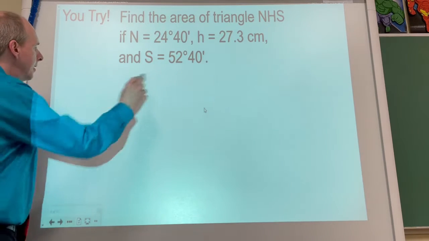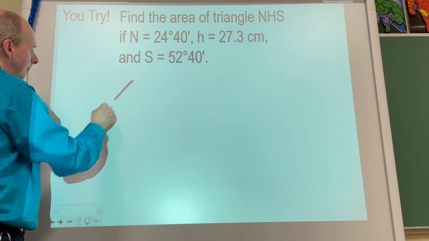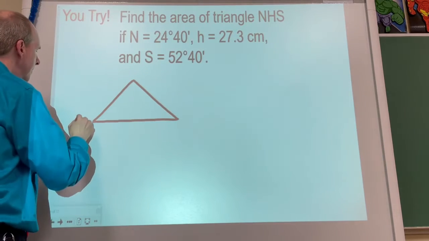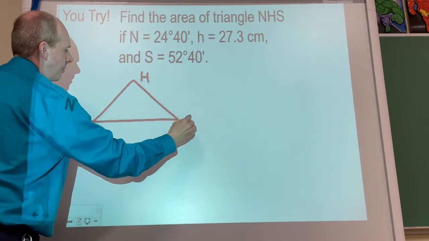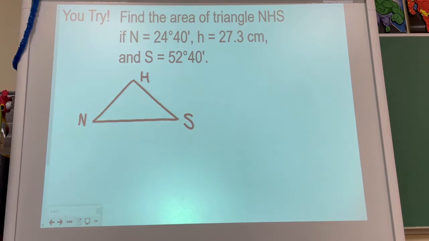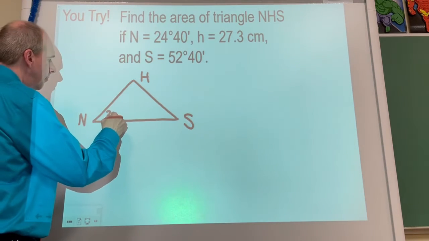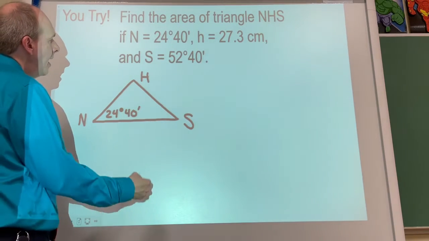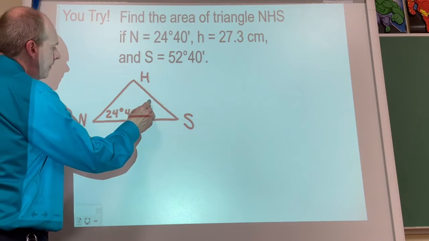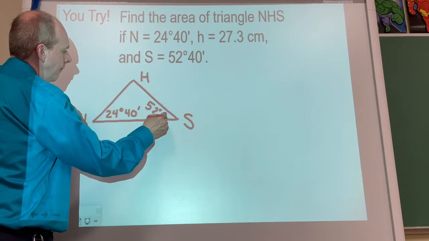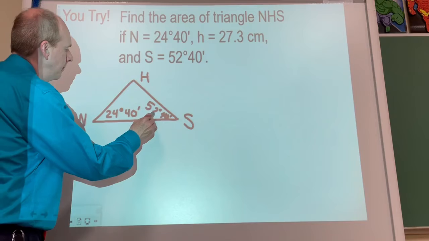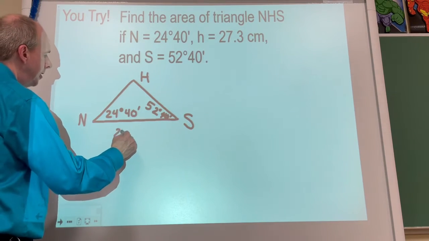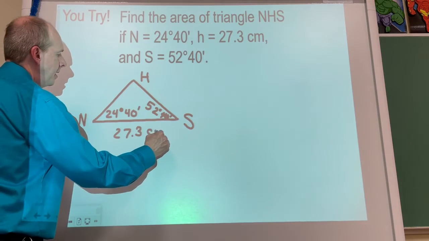All right, welcome back. Let's start by drawing ourselves an oblique triangle. No right angles here. N, H, S. Labeling what we know. Angle N, 24 degrees, 40 minutes. Angle S, 52 degrees, 40 minutes. And side H down here, 27.3 centimeters.